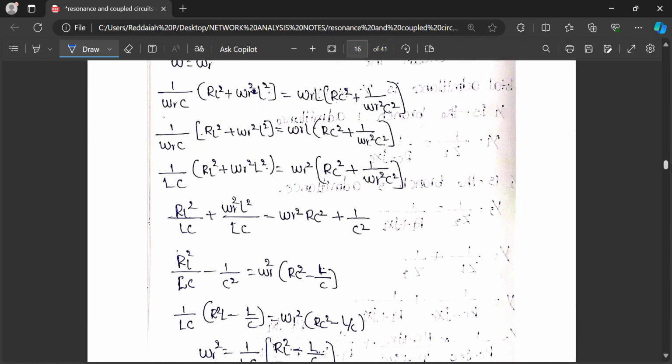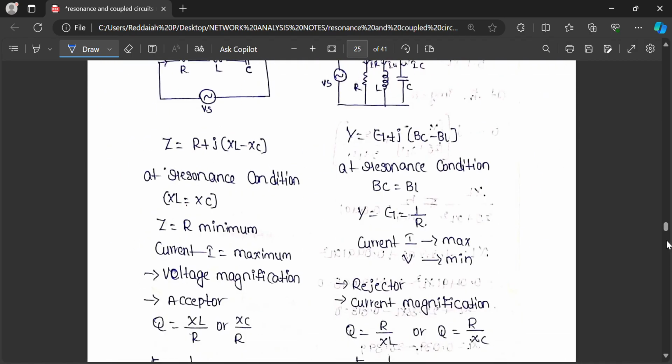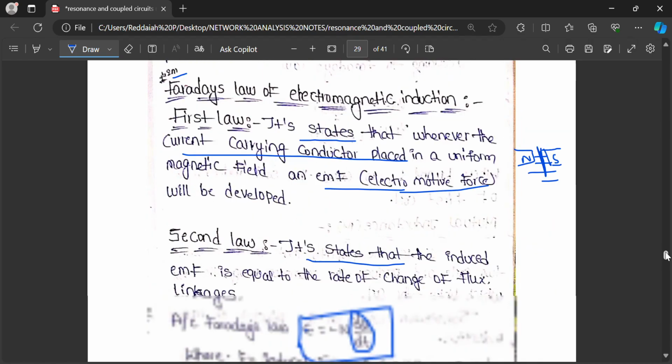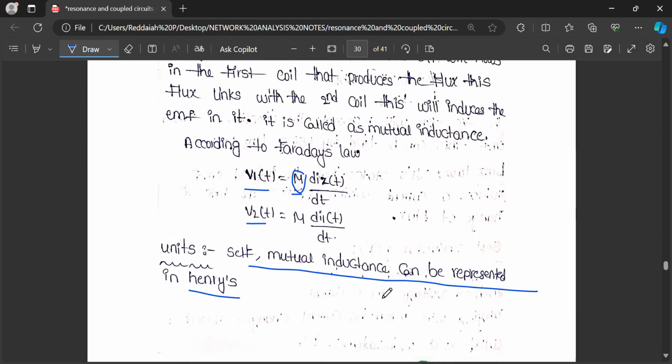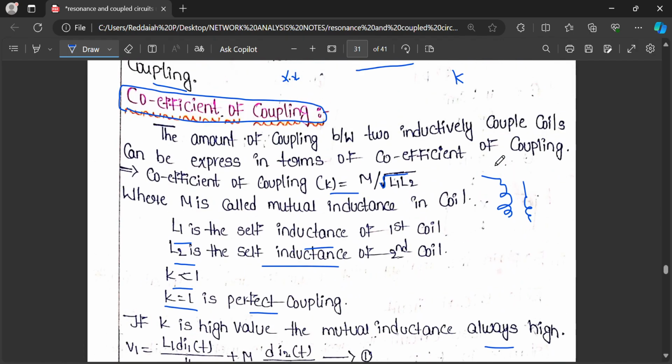Okay, from this, what is mutual inductance? We have seen mutual inductance, resonance frequency conditions, and what is resonance frequency, bandwidth and coupled circuits. What is mutual inductance? The current flowing in one coil gives V1 of t equal to mutual inductance M into the rate of change of current in the second coil. One coil's inductance is self inductance. Due to current flow in another coil, what is the inductance? That is mutual inductance. This is about resonance and coupled circuits.